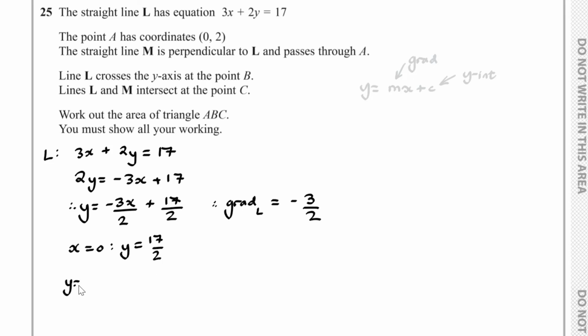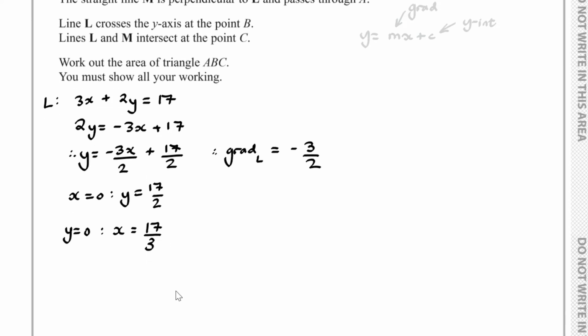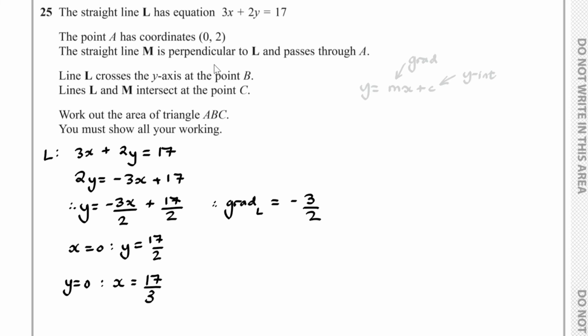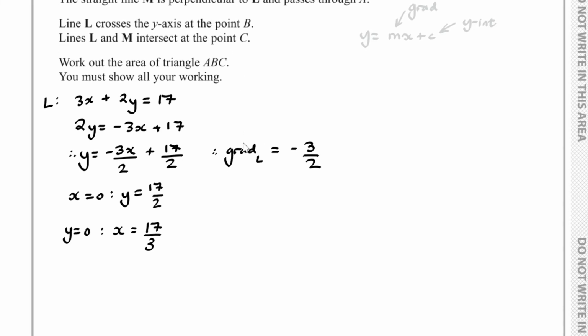And when y is equal to 0, we've got x, which is equal to 17 over 3. Okay, so we were told that the line L crosses the y-axis at the point B, so therefore here the coordinates of B are 0 and 17 over 2.